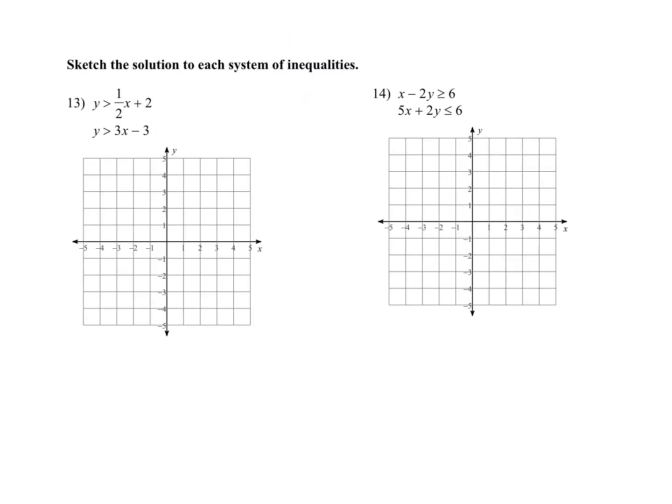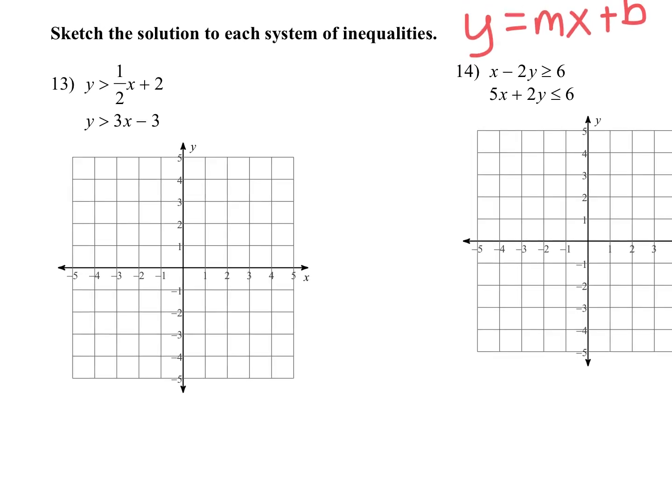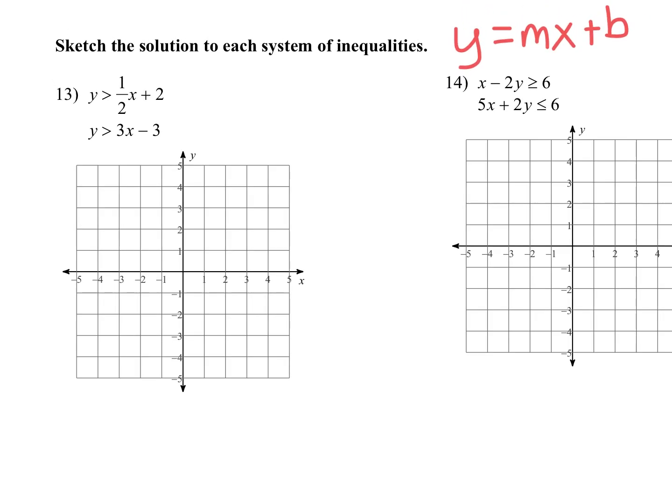Now we have inequalities, but what do you notice about these two questions? The inequalities, what's the form that they're in? They're in the slope-intercept form. Remember, that's y equals mx plus b. So looking at 13, are they both in that form right now? Yes. Remember they're inequalities, so we have to be a little bit careful.